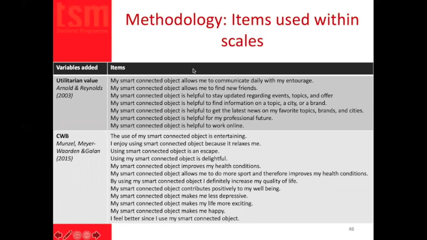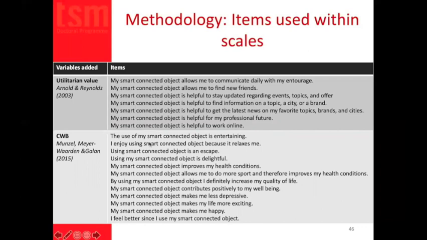The utilitarian value was measured by Arnold and Reynolds, and so it allows me to communicate with my entourage, to find new friends, to find information on a topic, to have the latest news on my favorite topics. It's helpful for my professional future. Consumer well-being: we took the scale from one that I actually used with my co-authors Andreas Munzel and Jean-Philippe Gallon, published in Technological Forecasting and Social Change.